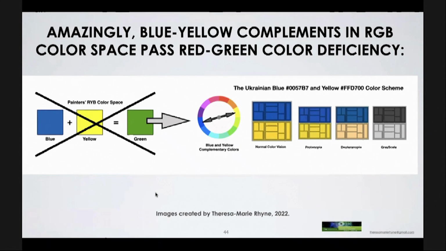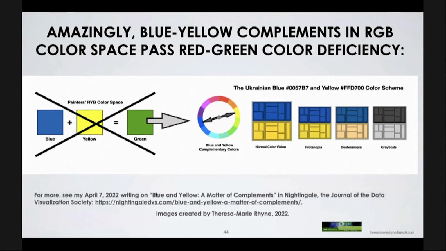All right, so now if you look at this, if you run color deficiencies on this combination, you'll find out something amazing, and that is people with deuteranopia and protanopia can see that color combination. It will pass through color deficiency. So people can see the color of that flag. I thought that was really cool and amazing.